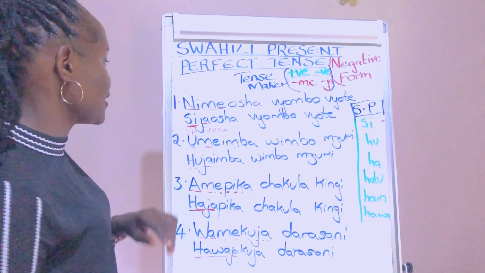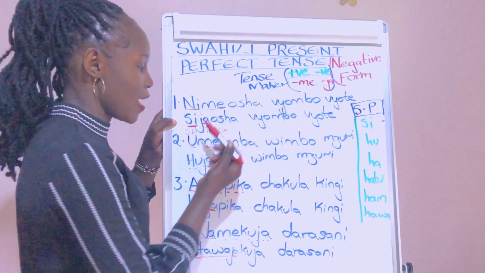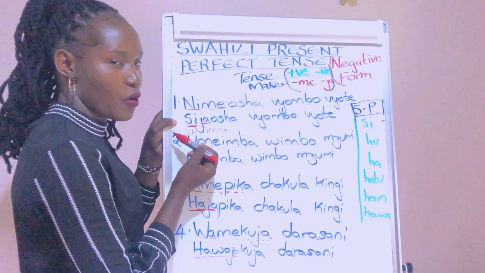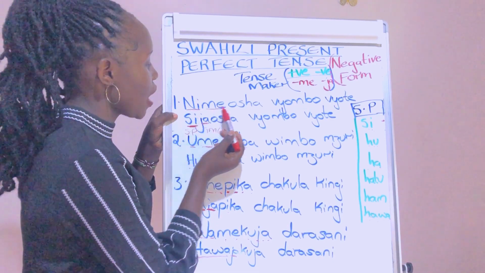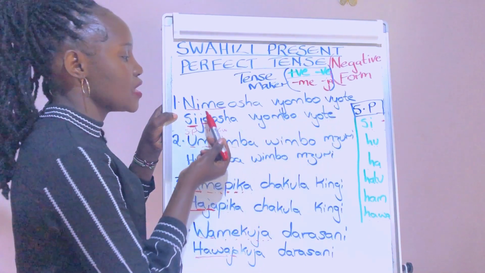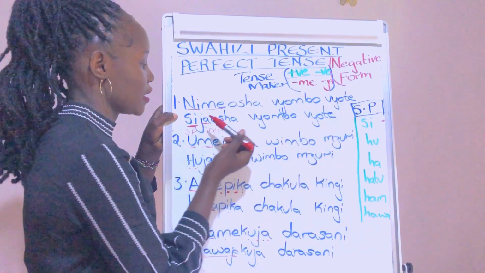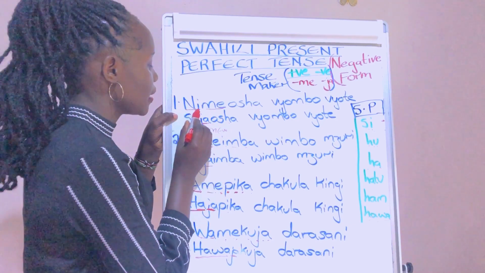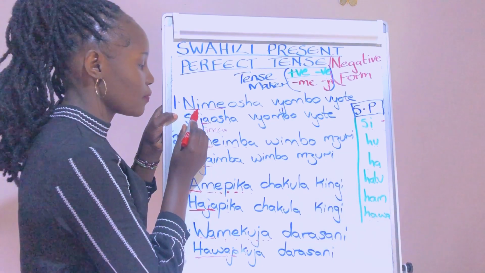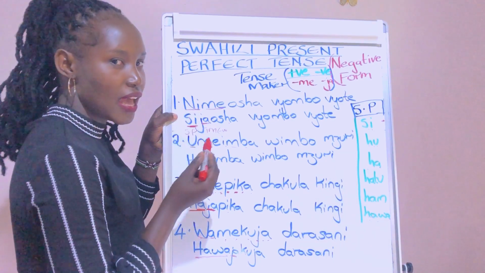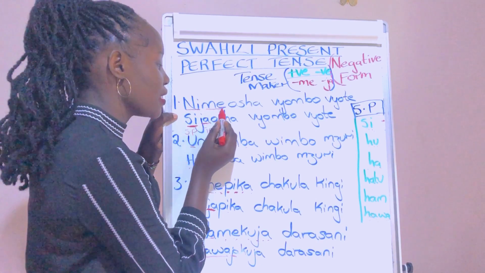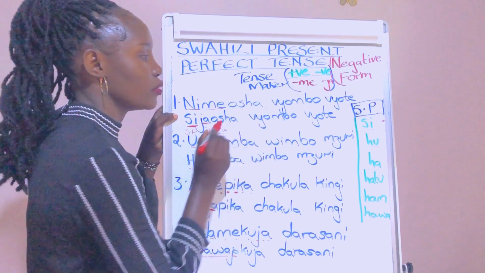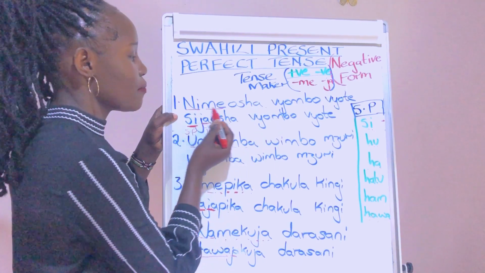So let's go to our first sentence, written in positive form, and then we see how we can change this into a negative form. So we say, nimeosha vyombo vyote. I have washed all the dishes. So ni is our positive subject prefix to represent mimi, I. Me is our tense marker in positive form. Osha is our verb. So nimeosha.